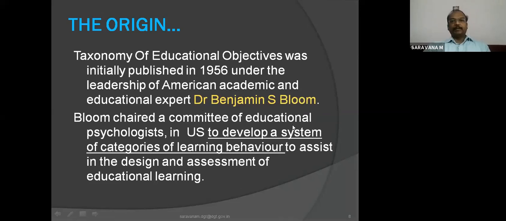Bloom chaired a committee of educational psychologists in the US to develop a system of categories of learning behavior to assist in the design and assessment of educational learning. So, to develop a system of categories of learning behavior. In any system, training system or educational system, there will be a framework and that has to be followed for all the education system.